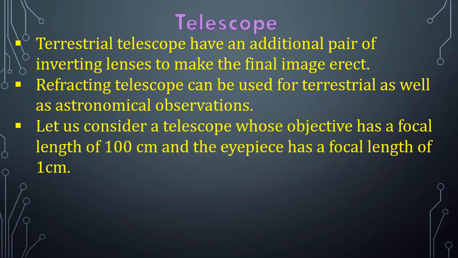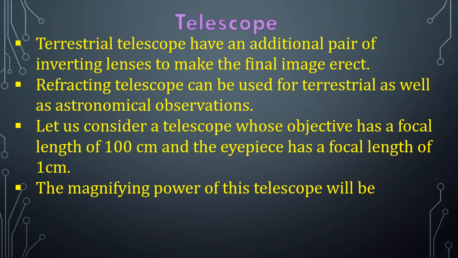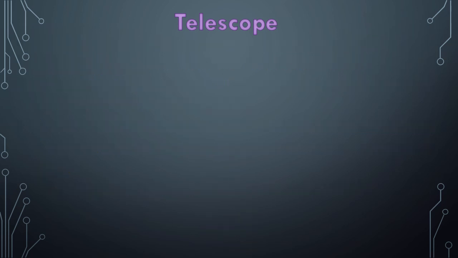Let us consider a telescope whose objective has a focal length of 100 cm and the eyepiece has a focal length of 1 cm. So, the magnification or the magnifying power of this telescope will be m equal to FO by FE. Therefore, the magnifying power m will be equal to 100 over 1, which is equal to 100. So, we can say that such a telescope will have a magnifying power of 100x, that is 100 times.